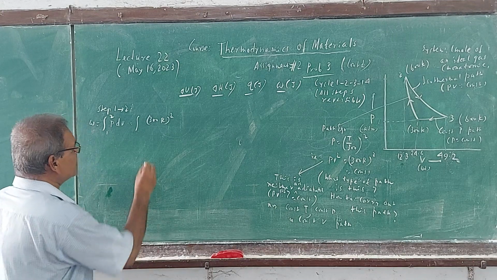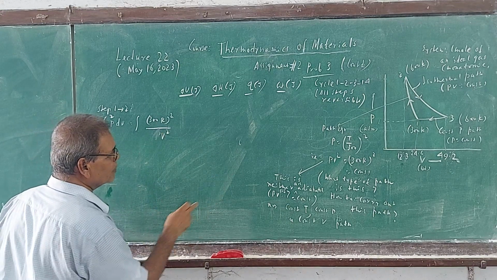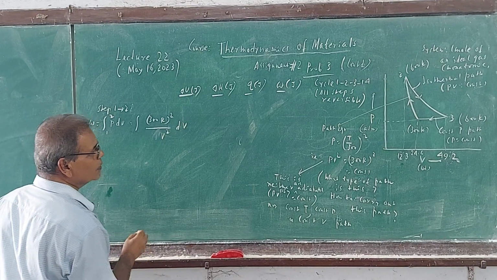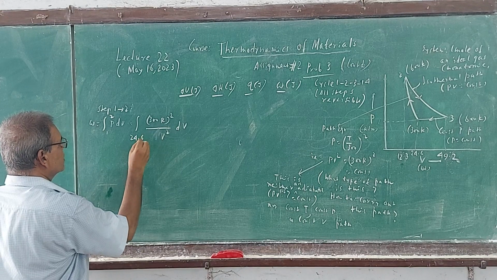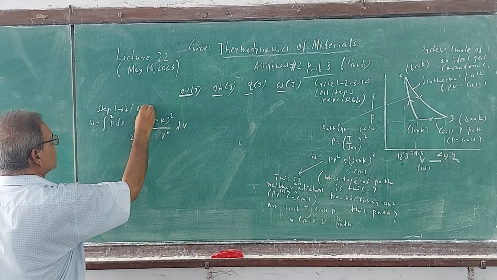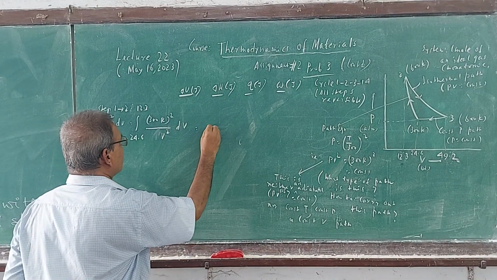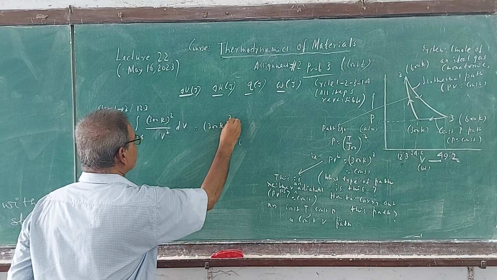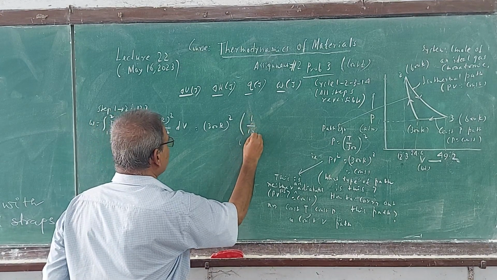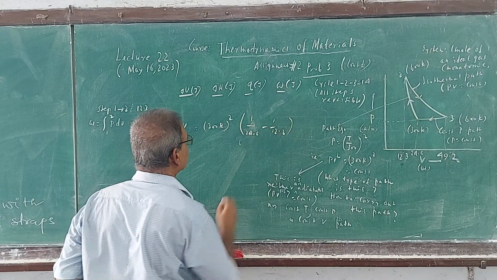PDB is 300 R square by PB square. So why will a student be like this? PB square, PDB, V1 to V2. What is the volume? V1 is 24.62, and the volume you have gone to is 12.3. You solve this. What will you do? dB by V square is minus 1 by B. So minus, 300 R square outside. If you take minus 1 by B, it is 1 by 12.3 minus 1 by 24.6.